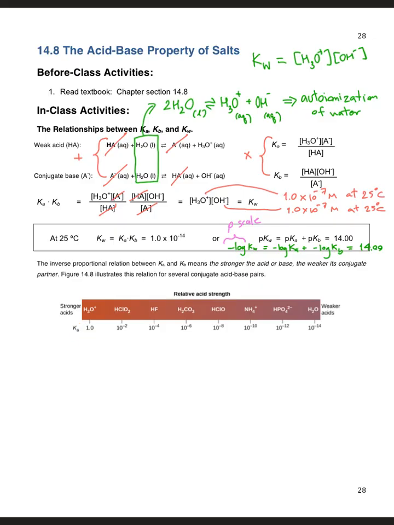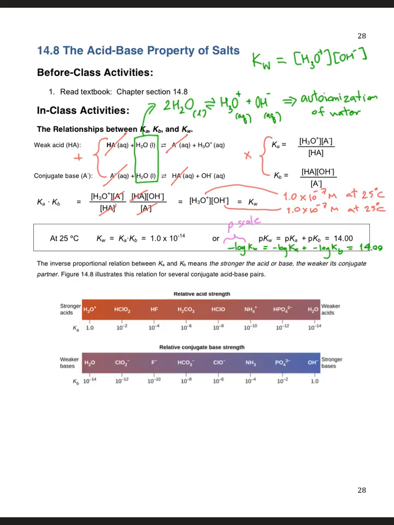Now let's compare this acid strength to their relative conjugate base strength. For example, if you look at hydronium ions, when hydronium ion loses a proton, it will become its conjugate base, water. And when chlorous acid gives off a proton, it will become the conjugate base, chloride ion. Next, when you look at hydrofluoric acid, when it loses a proton, it will become its conjugate base, fluoride ions.